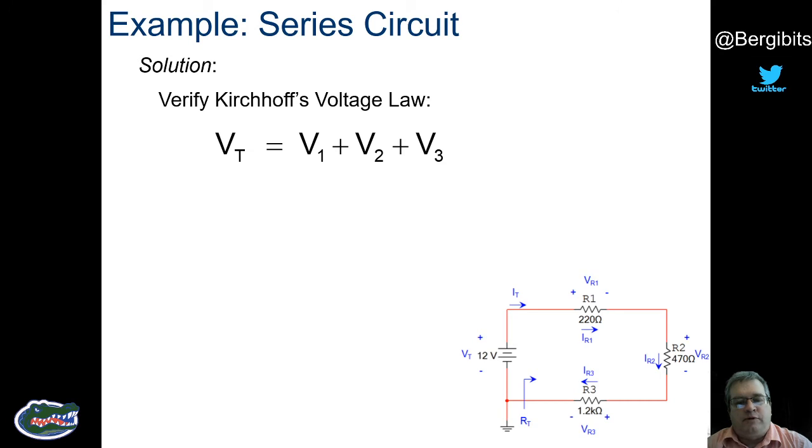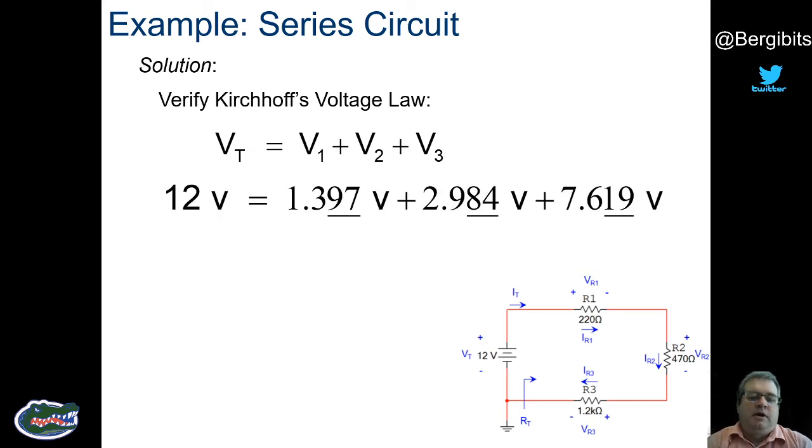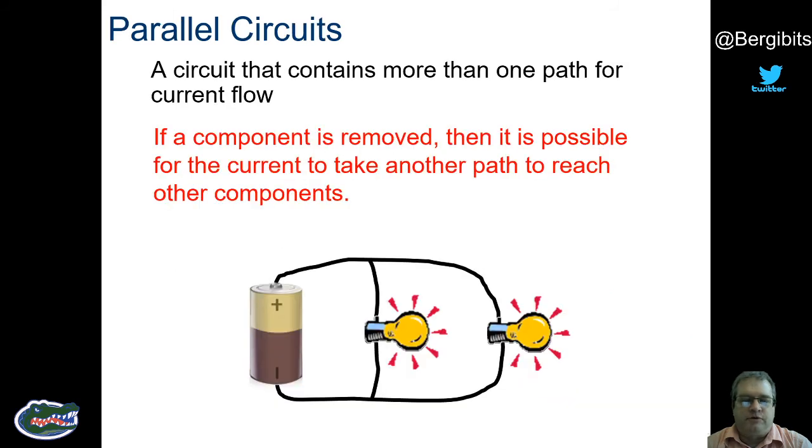Okay, to verify Kirchhoff's voltage law, 1.397 plus 2.984 plus 7.619 should all add up to be 12 volts. So you calculate the voltage drops, and all those voltage drops should equal the total voltage that you put into the circuit. Okay, 12 volts equals 12 volts.